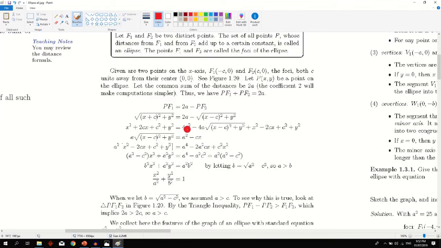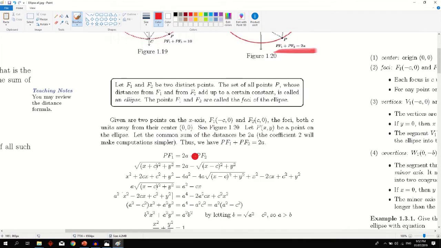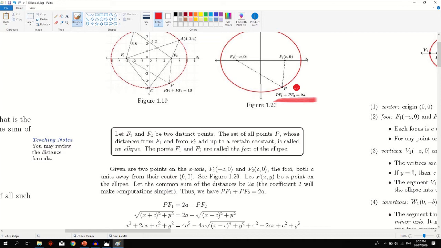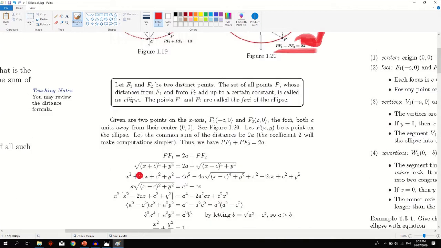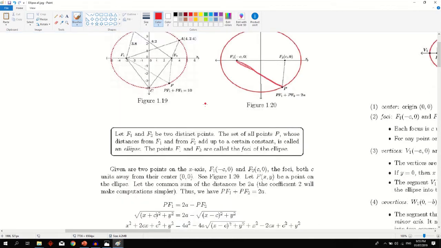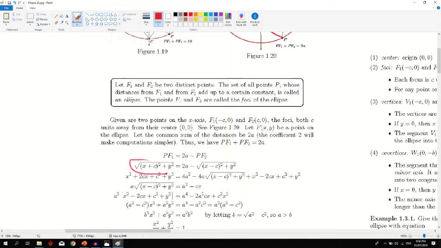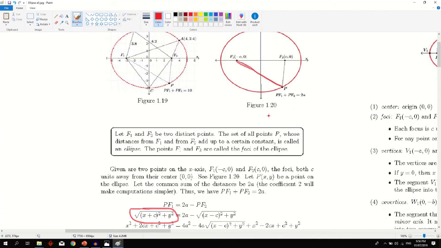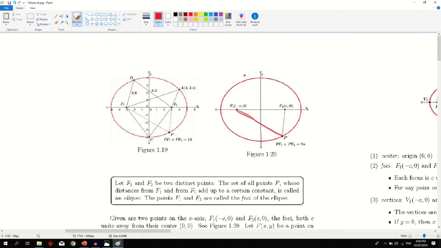So this happened, they transposed PF2 to the other side. How did they get this one? From here, we get the distance formula of this one. So this one is here. You get this now.